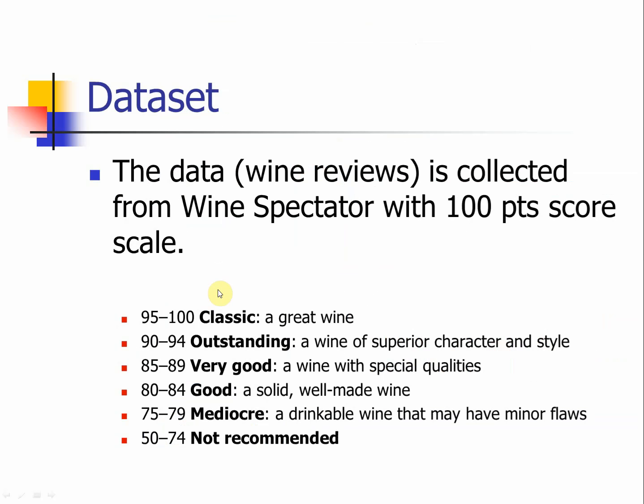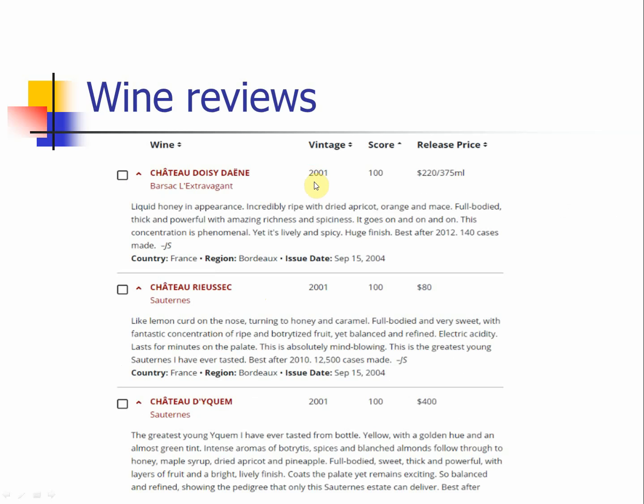So you can see that in this research, we try to make it a binary classification. The wines that are 90 plus are considered the positive group. The wines that are between 80 to 89 are considered the negative group. And of course, there are some wines that are not as good, which are basically not included in our scope. If we look at an example of the wine reviews, more specifically the Bordeaux wines, you can see it gives the name of the wine, the vintage, the score, and how much it costs.